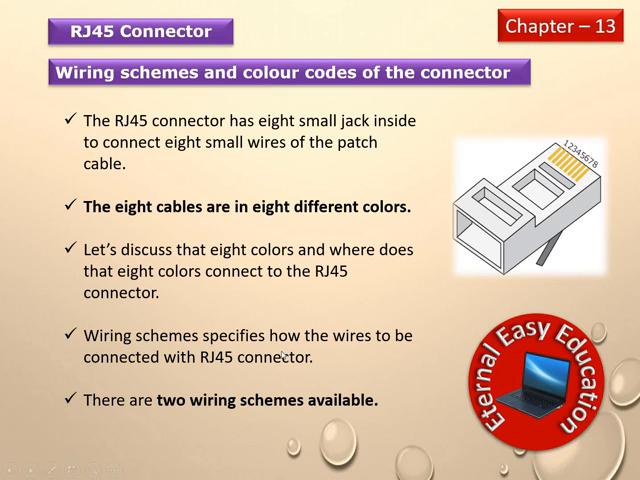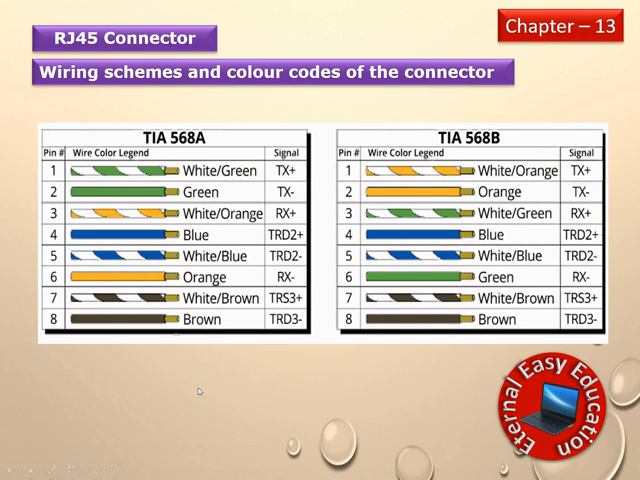Wiring scheme specifies how the wires to be connected with RJ45 connector. So there is a scheme or a procedure to connect the wires. There are two wiring schemes available. So here they are given the two types. One is 568A, another one is 568B.